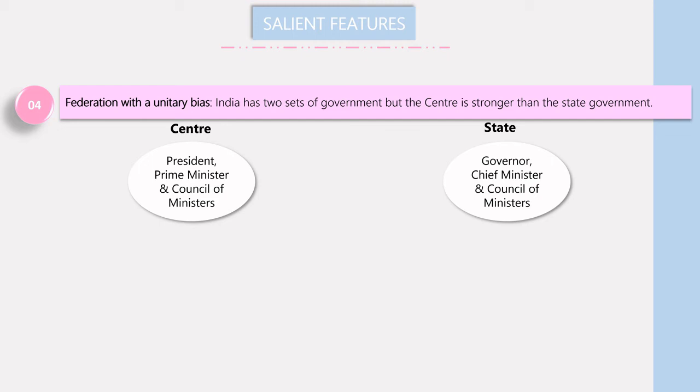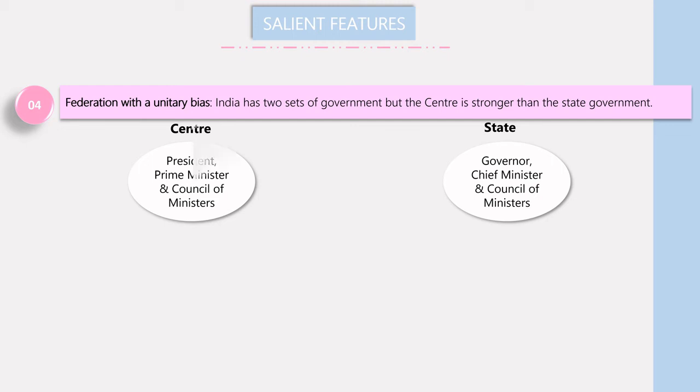Fifth, the state governors are appointed by the president. Sixth, during an emergency, India is converted into a unitary state. Thus, the federal system was adopted to preserve the diversity of India, and the unitary system was adopted to enable India to undertake planned development which would help in the establishment of a strong and prosperous India. Thus, India has been regarded as a quasi-federal state.